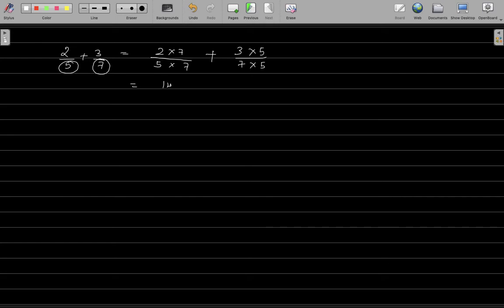7 times 2 is 14, 7 times 5 is 35. This I get 15 upon 35. Now because the denominators are the same, keep the denominator as it is and add the numerators, 14 plus 15, which will give you 29 upon 35.